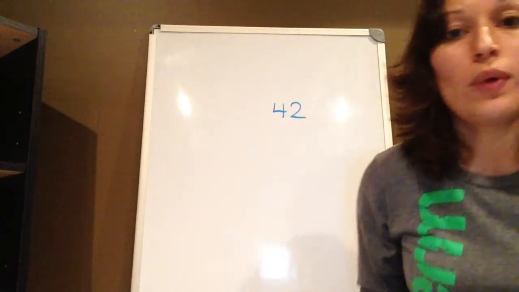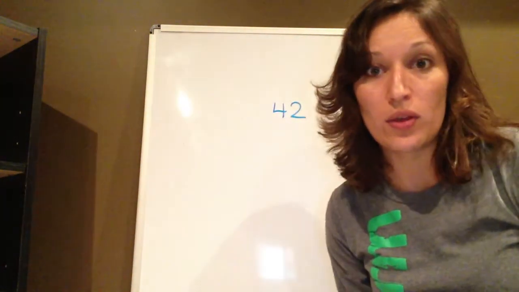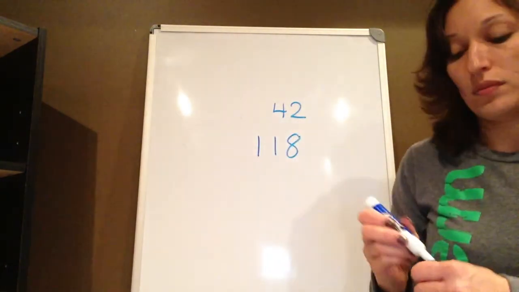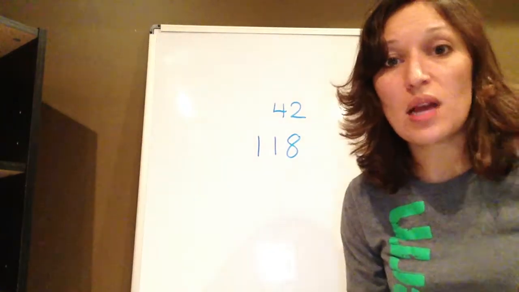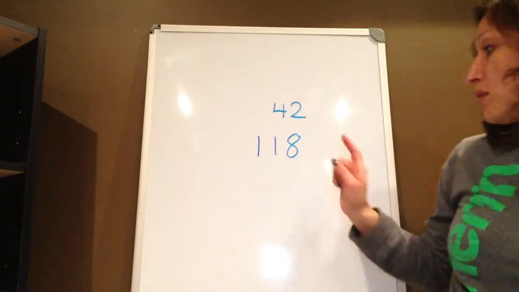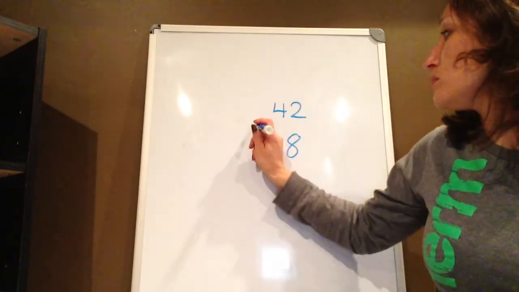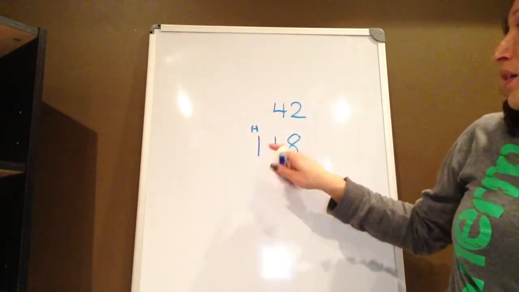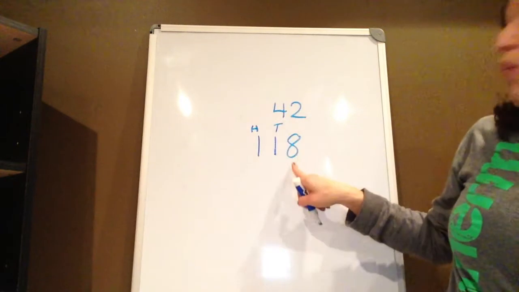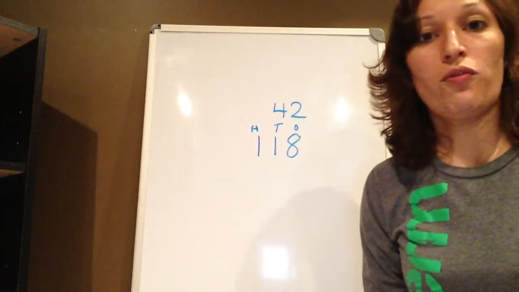The same is true if we are talking about numbers that are bigger than 100. Let's take a look at one of those numbers. In this number, our biggest place value is going to be on the left. That's our 100 place value. The one in the middle is the tens. The one on the end is the ones. That's the same as up here with the number 42.